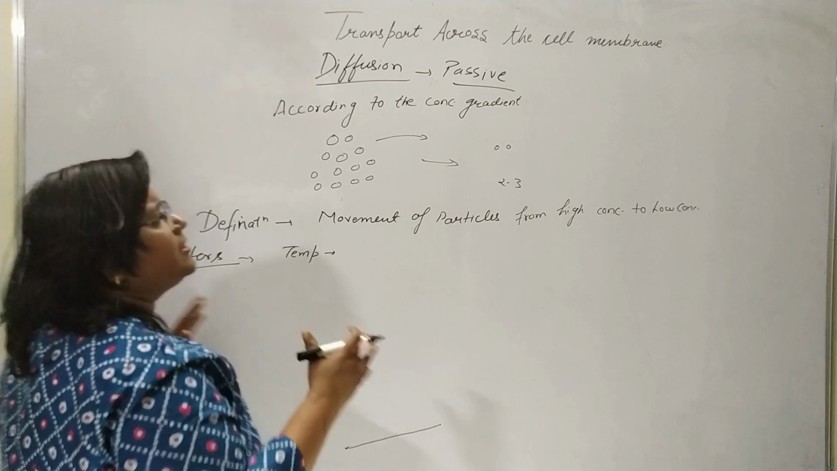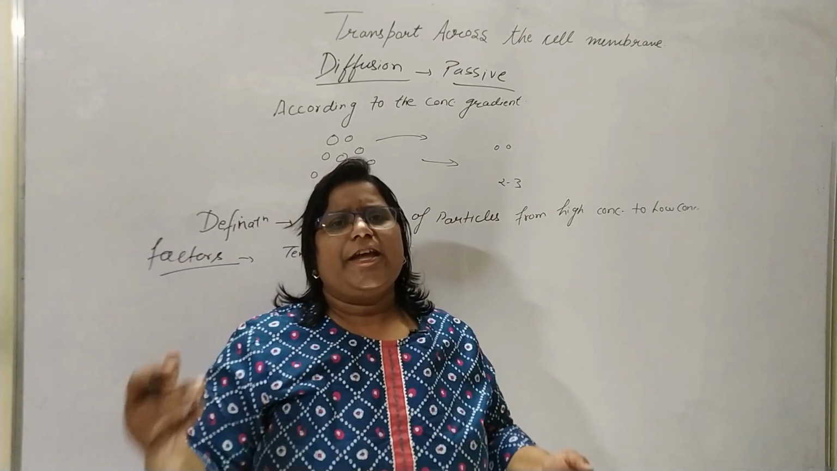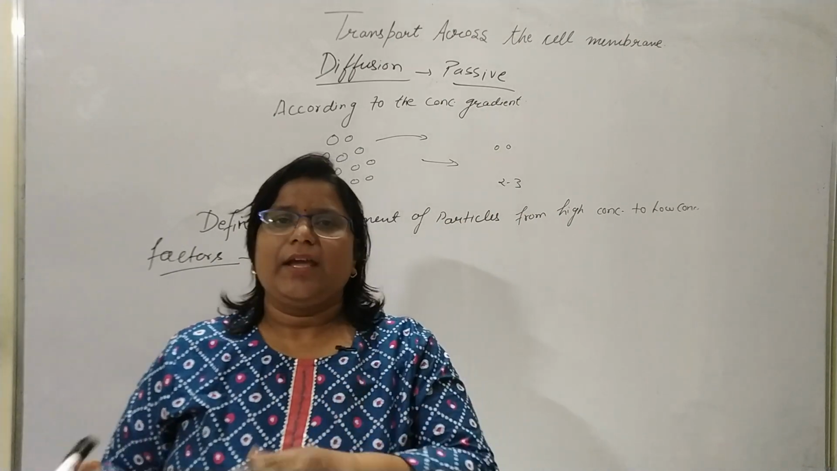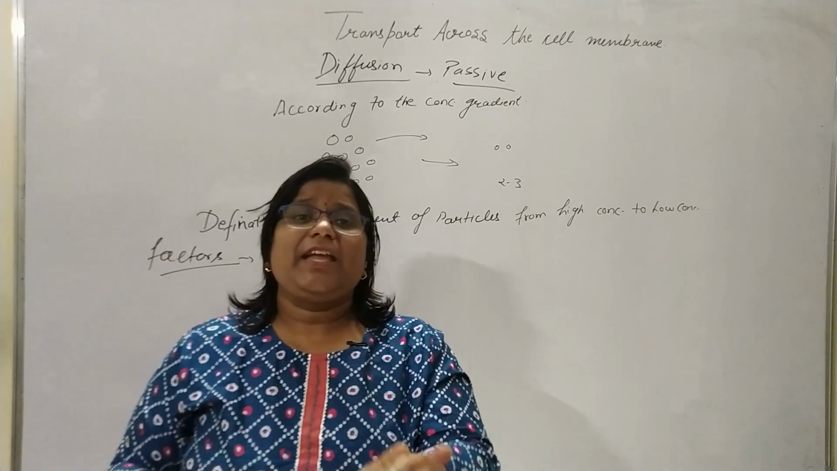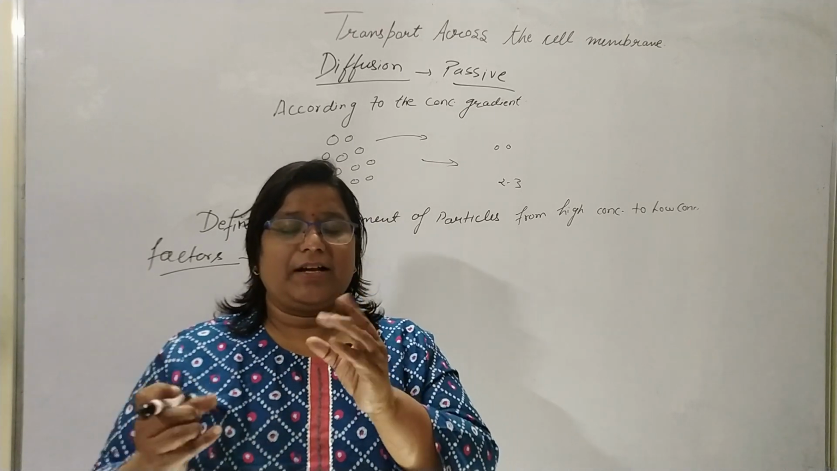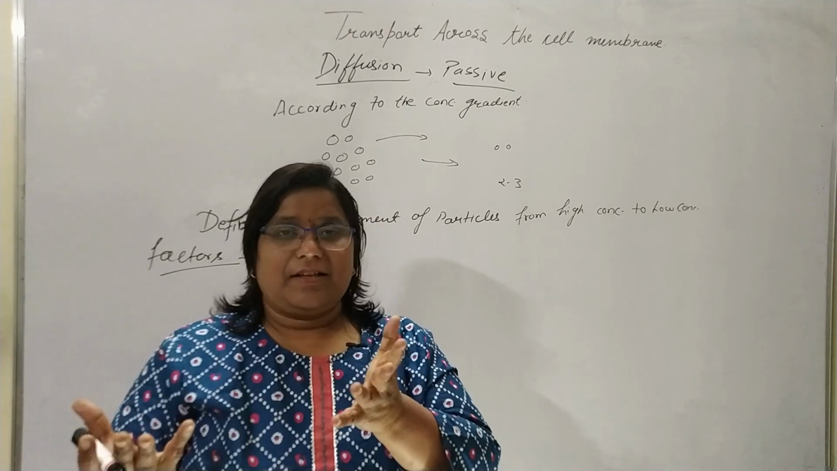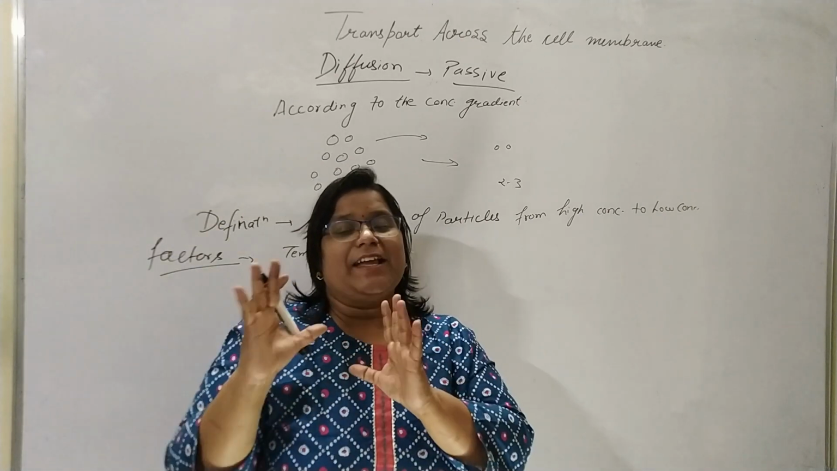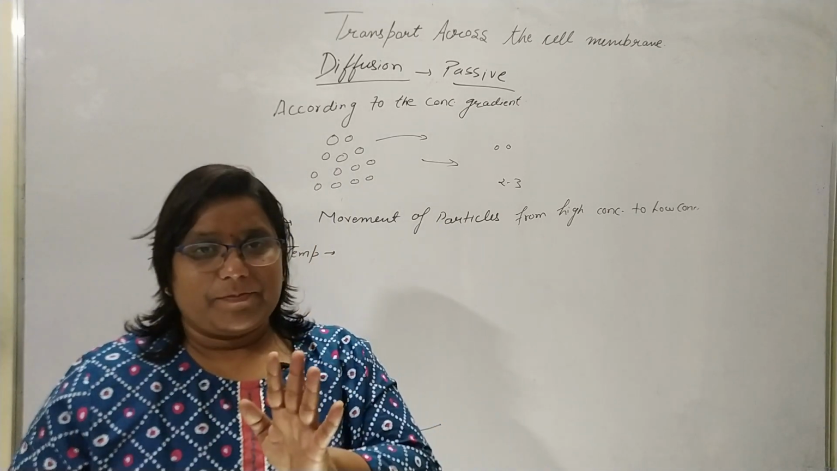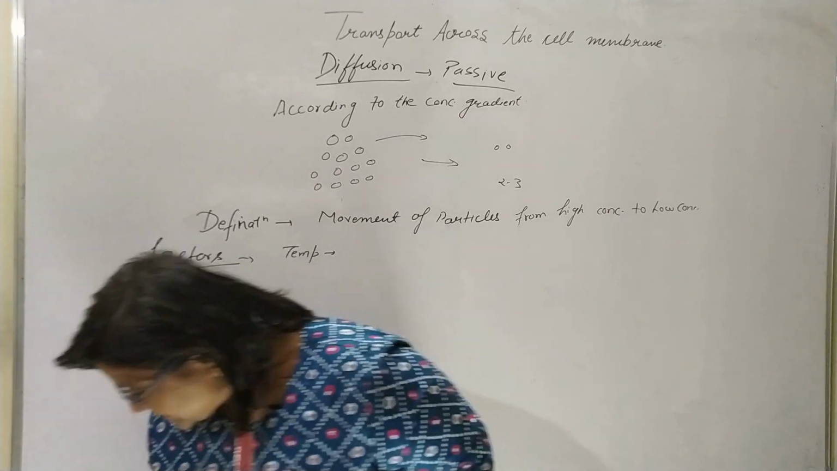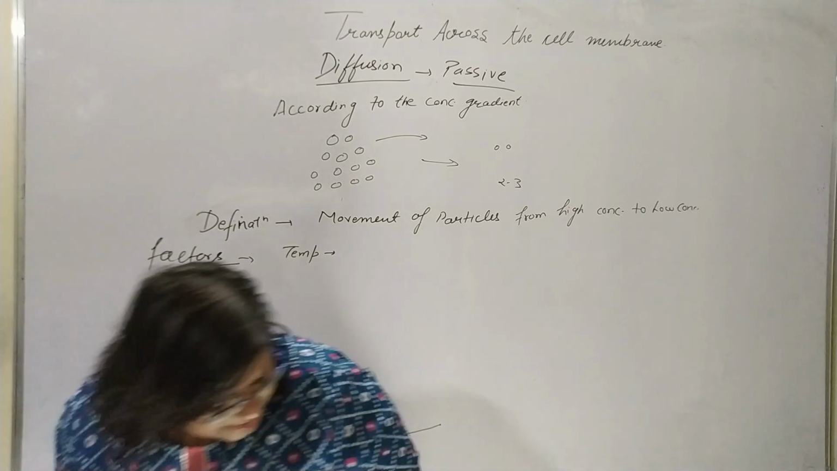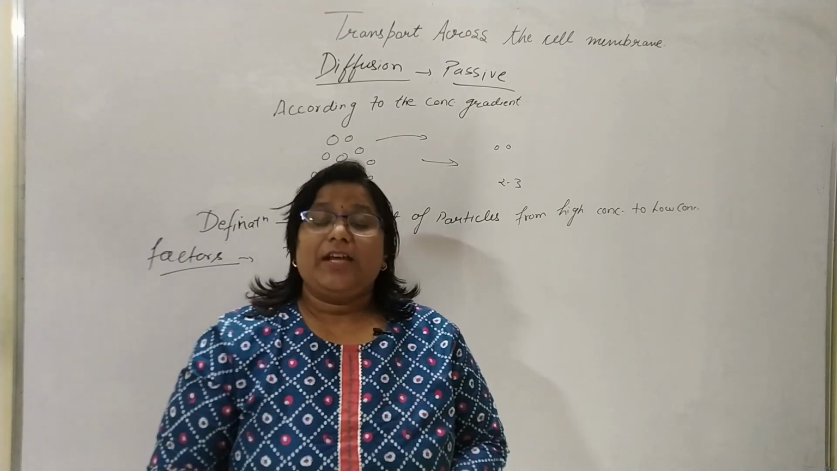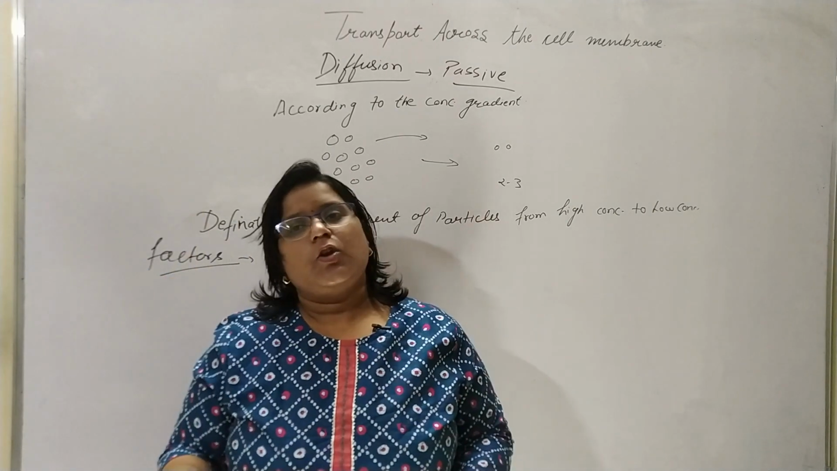The best example of diffusion is if your mama cooks kheer, that kheer or pudding in the kitchen. The kheer aroma, the smell, will reach to the drawing room, to the dining hall, to the bedroom, everywhere, because the particles are in high concentration in the kitchen. So particles automatically move from the high concentration to the low concentration.